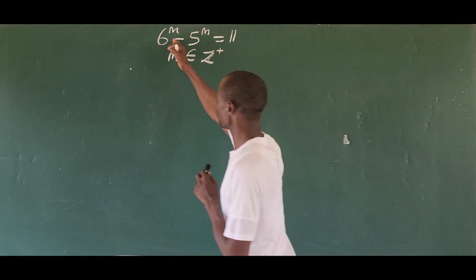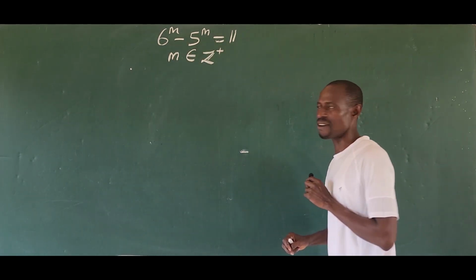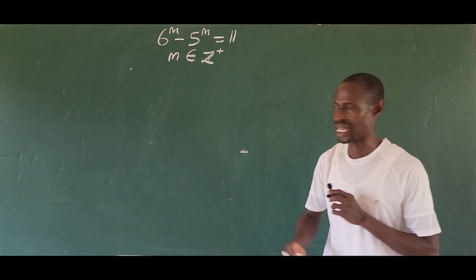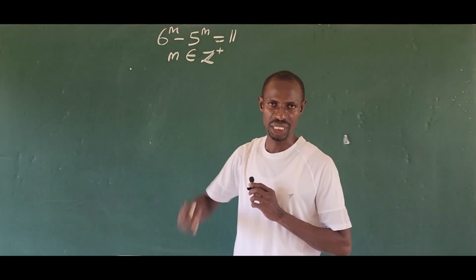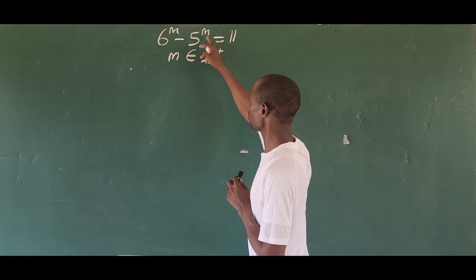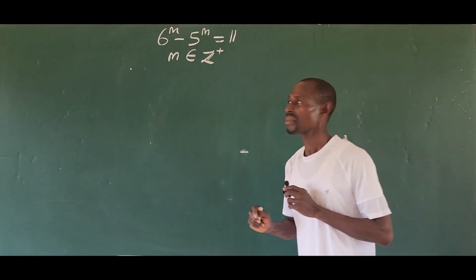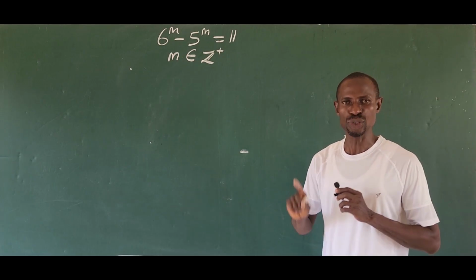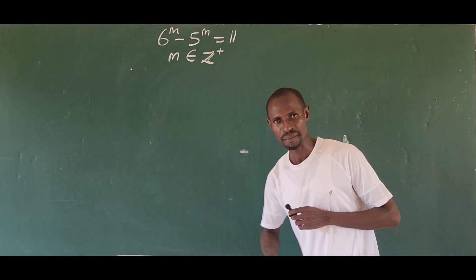So if here is 1 and here is 1, this will give us 6 minus 5, which is 1. But here we have 11. What if I put in 2 here? That will give us 6 to the power of 2, which is 36, and 5 to the power of 2, which is 25. And 25 away from 36 gives you 11. And so 2 is the value of m that will satisfy this challenge.